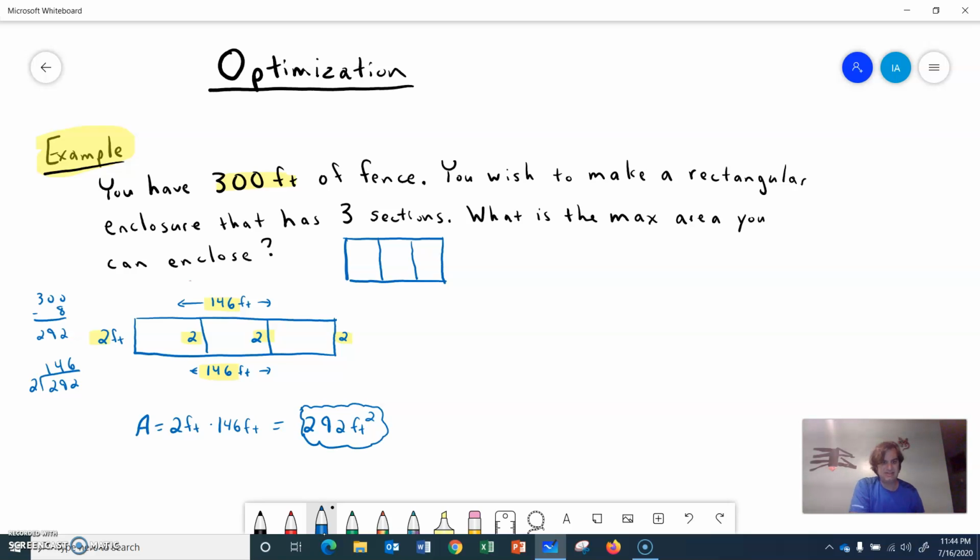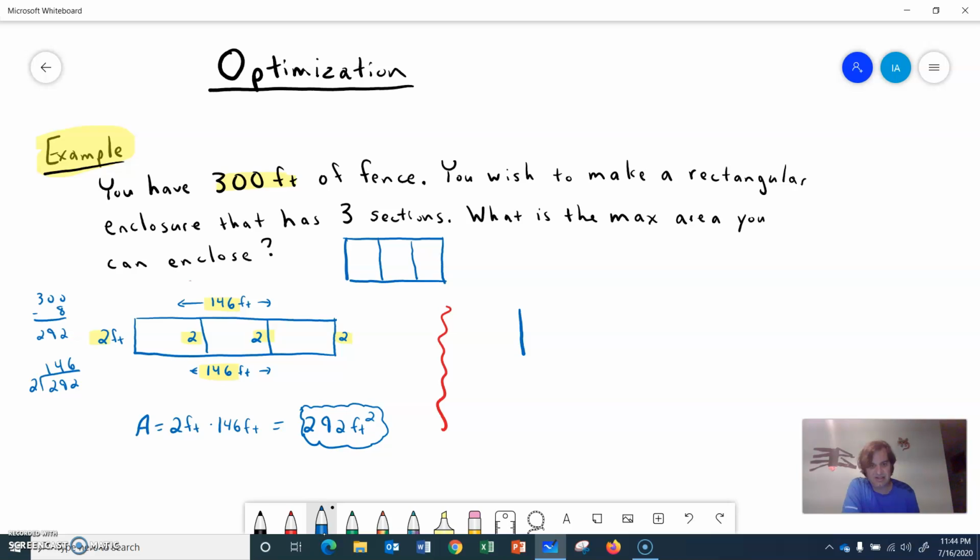So we can see this may not be very realistic because if we did make it 2 feet wide, maybe that wouldn't be very effective as far as my pigs having much fun in there. But it does show how much land or area we would enclose. So let's kind of change our numbers up a little bit and do it again.